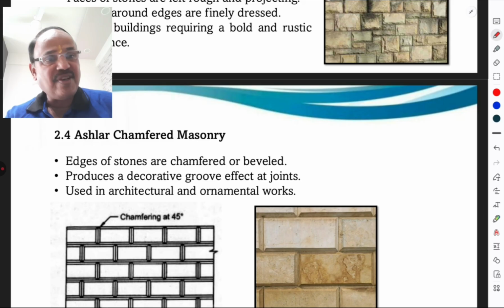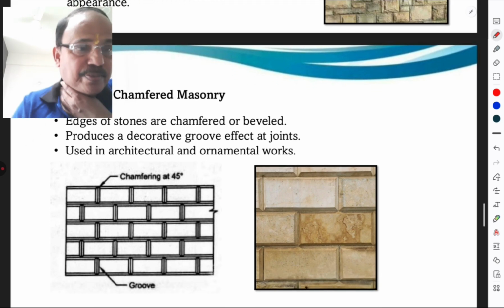Edges of the stones are chamfered or beveled. Produces a decorative groove effect at the joints. Used in architectural and ornamental works.